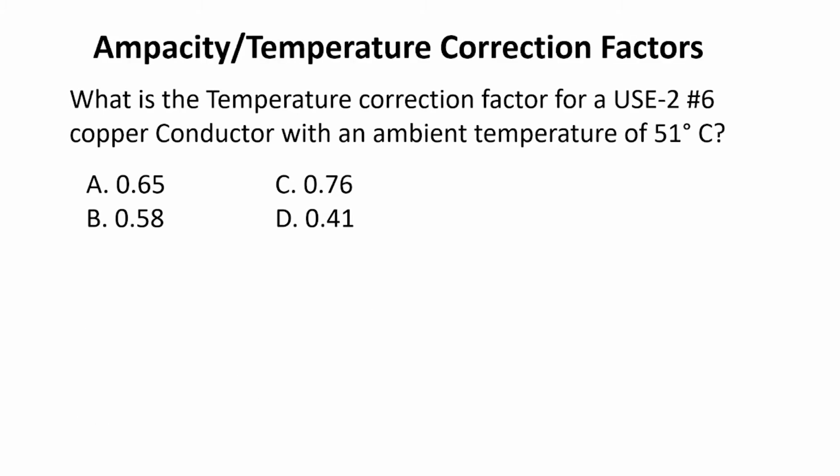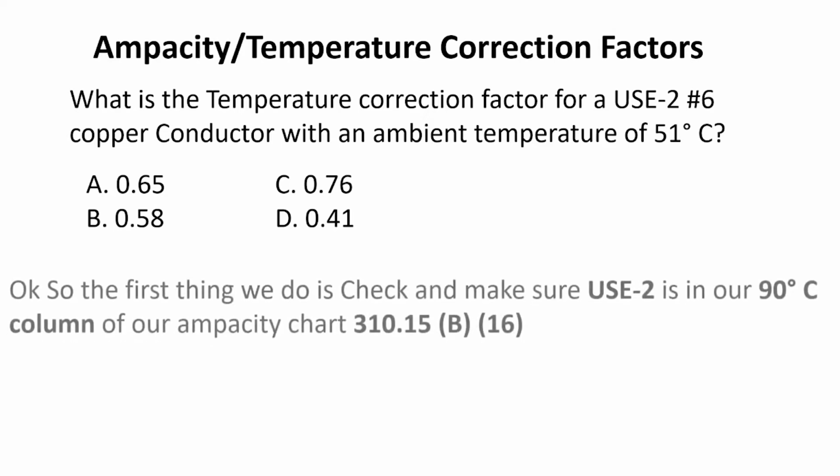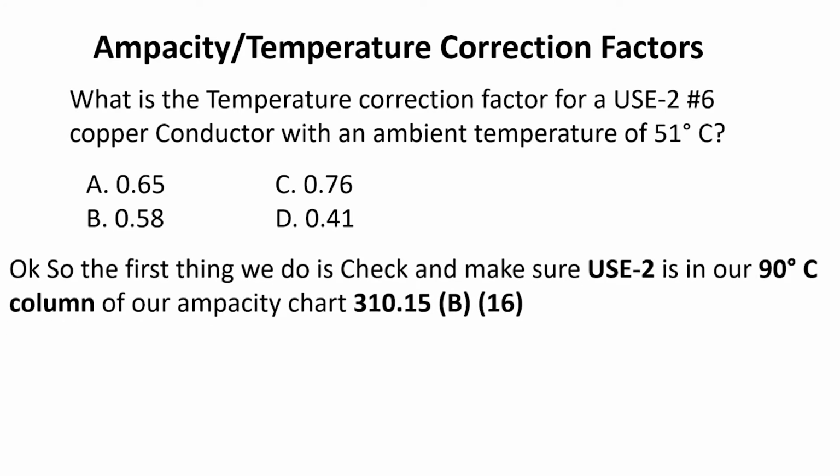What is the temperature correction factor for a USE-2 number 6 copper conductor with an ambient temperature of 51 degrees C? Okay, so the first thing we do is check and make sure USE-2 is in our 90 degree C column of our ampacity chart. So we look under these initials. Sure enough, I see USE-2, so we're good to proceed.